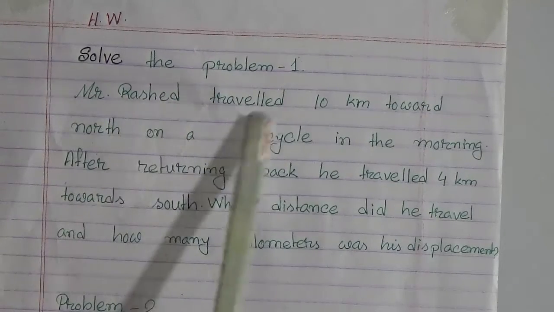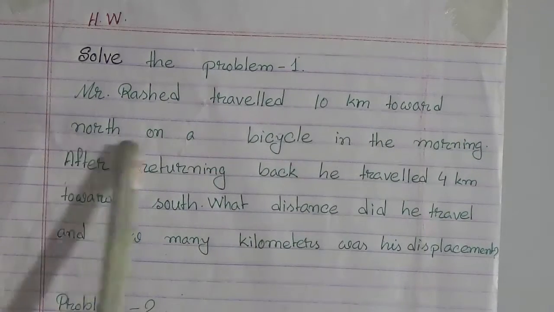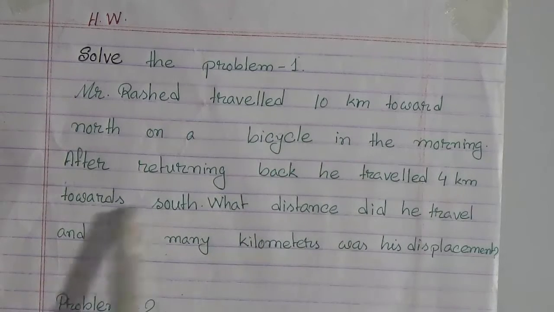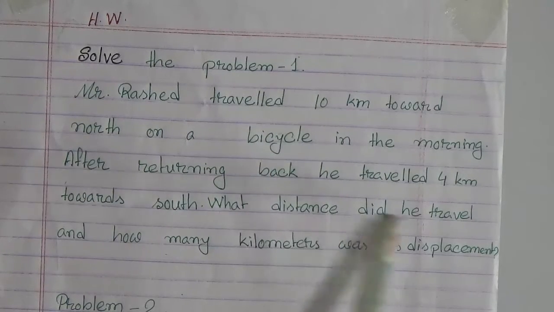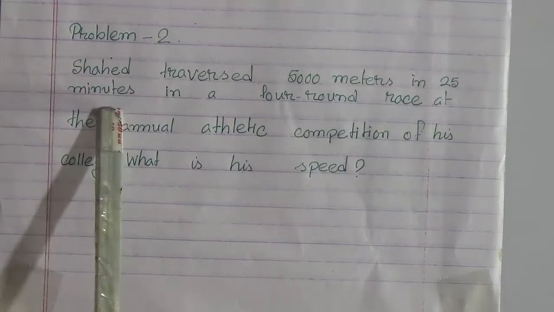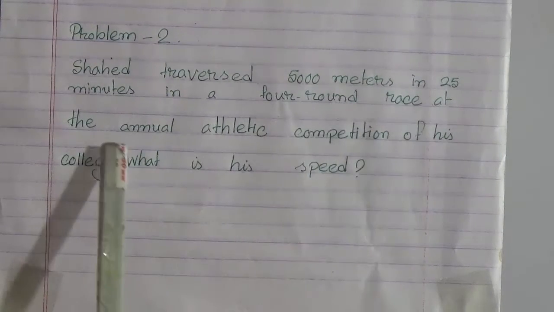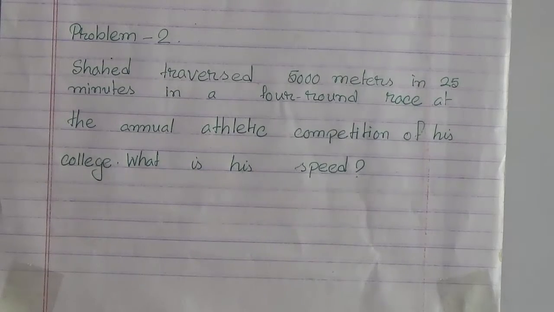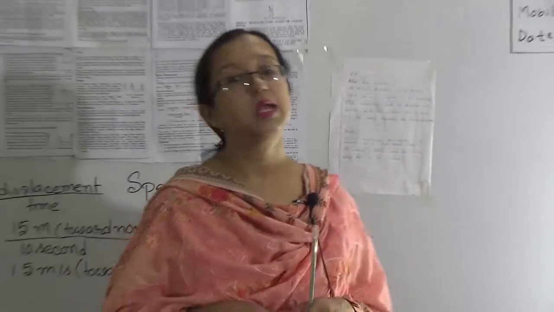Mr. Rashid traveled 10 km toward north on a bicycle in the morning. After returning, he traveled 4 km toward south. What distance did he travel and how many kilometers was his displacement? And problem number 2: Shahid traversed 5,000 meters in 25 minutes in a 4-round race at the annual athletic competition of his college. What is his speed? This is your homework for next week.